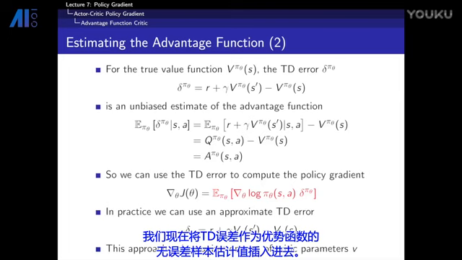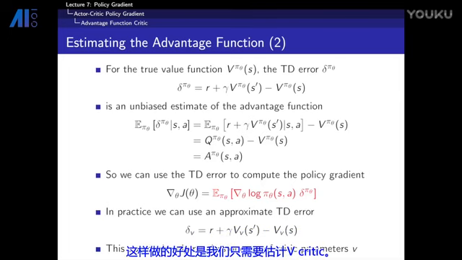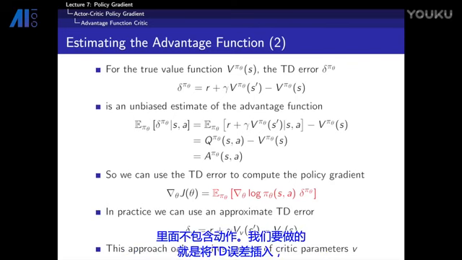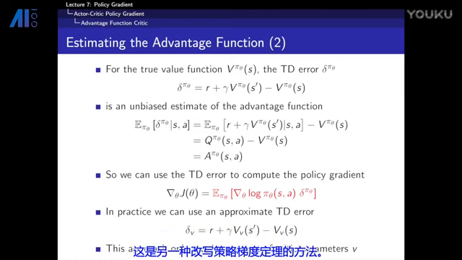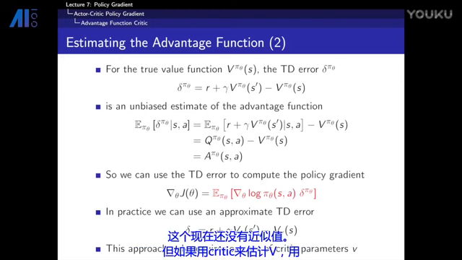And the nice thing about this is that we only need to estimate V in our critic. We don't need to estimate Q, we just need to estimate the state value function. There's no actions that come into it. And what we do is we just plug in, so this would actually be another way to rewrite our policy gradient theorem. Again, this is just a rewriting of the policy gradient theorem. We haven't changed anything. There's no approximation yet.